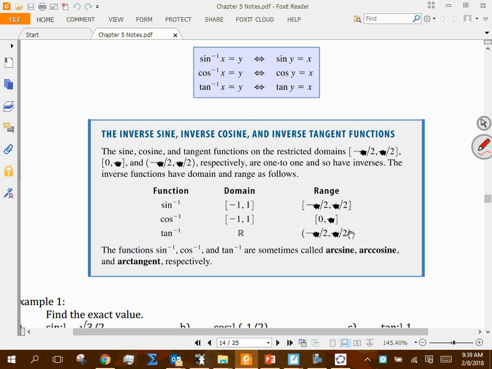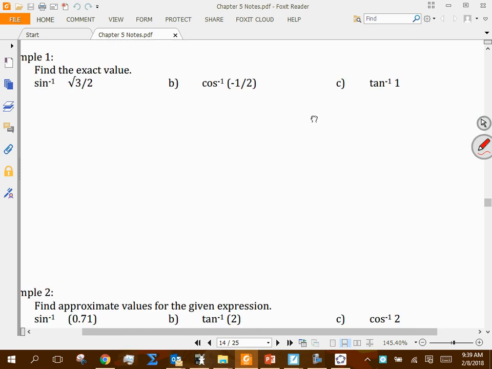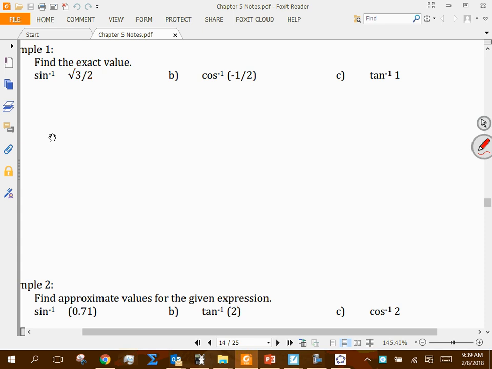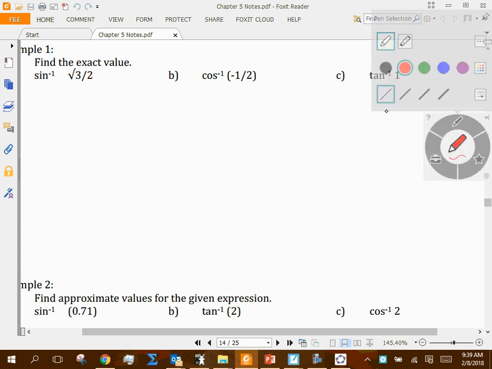Yesterday we did some of these examples here, find the exact values of those things. I think we maybe closed class with tangent inverse of 1. Did we do that one? You guys have that in your notes? Okay, so did we do cosine inverse of negative 1/2? We didn't do that one either? Did we do this one? We didn't do any of these? Fantastic.